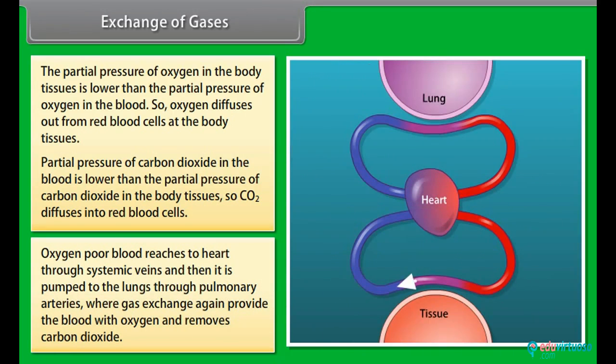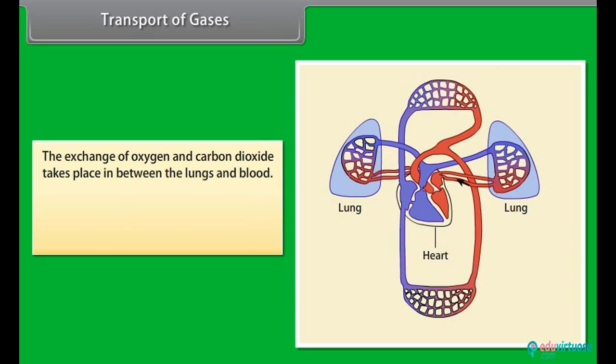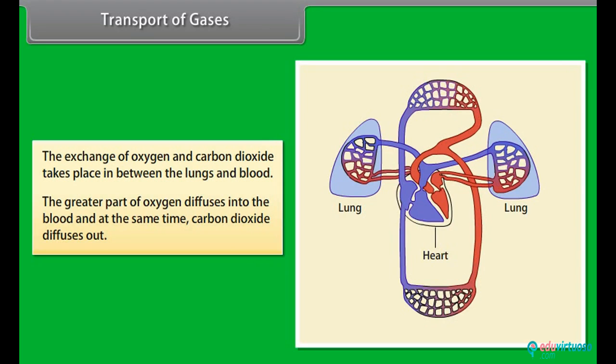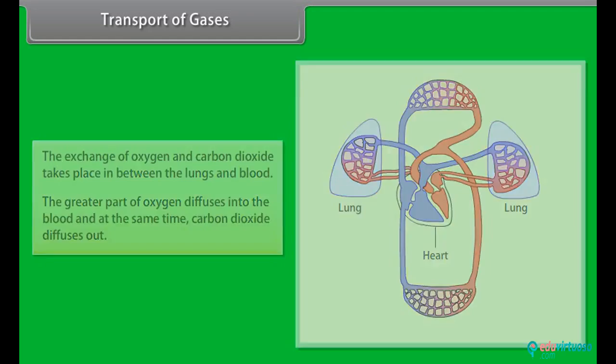Oxygen-poor blood reaches the heart through systemic veins and then it is pumped to the lungs through pulmonary arteries, where gas exchange again provides the blood with oxygen and removes carbon dioxide. Transport of gases. The exchange of oxygen and carbon dioxide takes place between the lungs and blood. The greater part of oxygen diffuses into the blood and at the same time carbon dioxide diffuses out.